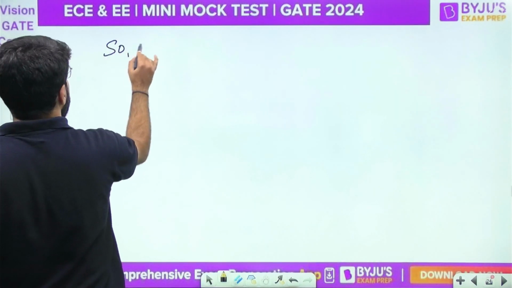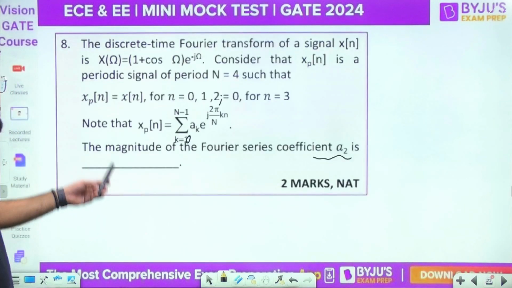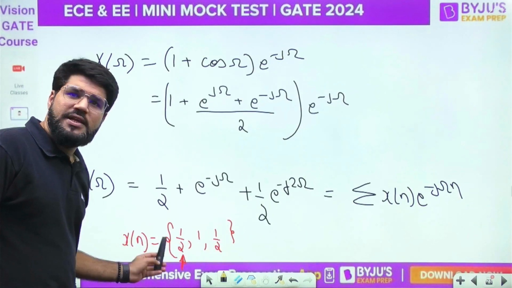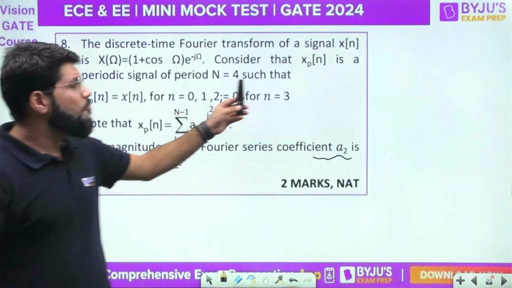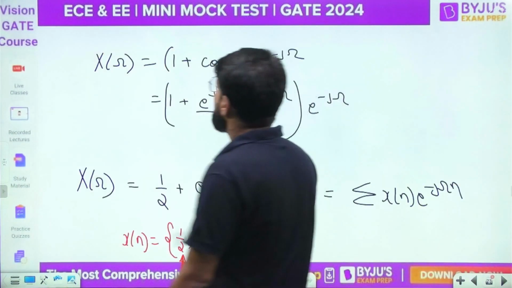So what is the signal xp[n]? What did I say? Please pay attention. xp[n] will be equal to x[n] for n equal to 0, 1, 2. These 3 values will be copied, but it will be 0 for n equal to 3. Zero padding to convert it into a 4-point signal. Zero padding has been done.